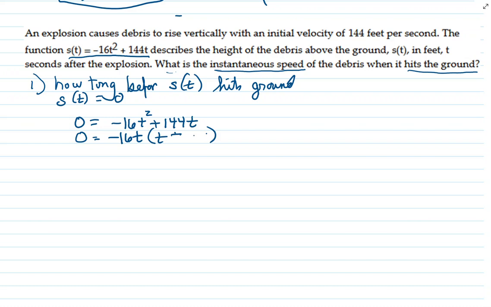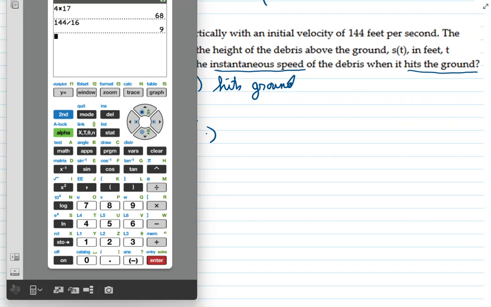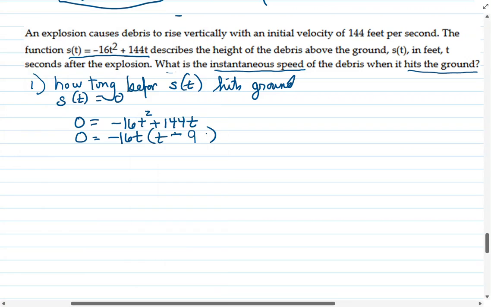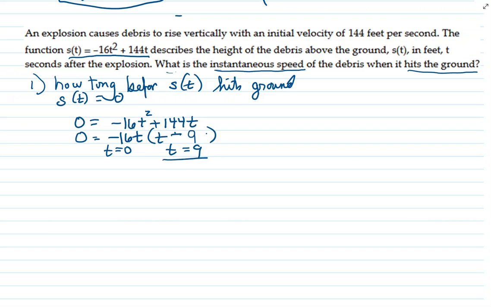Okay. That looks funny, doesn't it? Let me try the multiplication, make sure. 144. Okay. And now we set it to 0, so therefore t equals 0 for this one, and t equals 9. Well, this is at the end of that item, so it's 9 seconds.